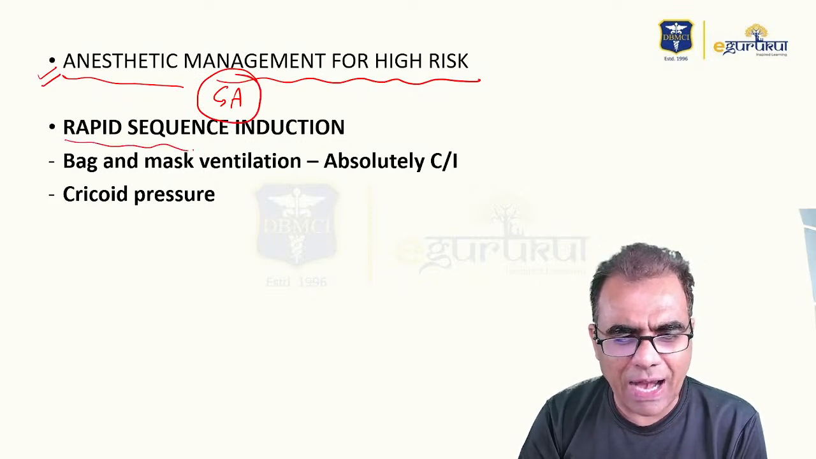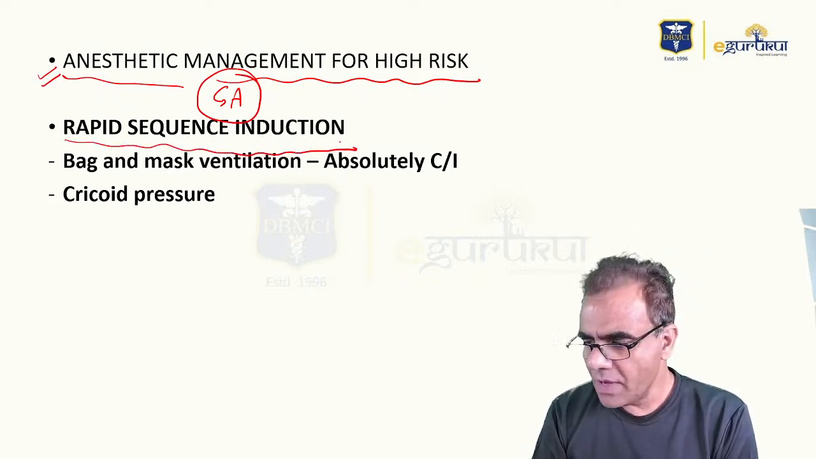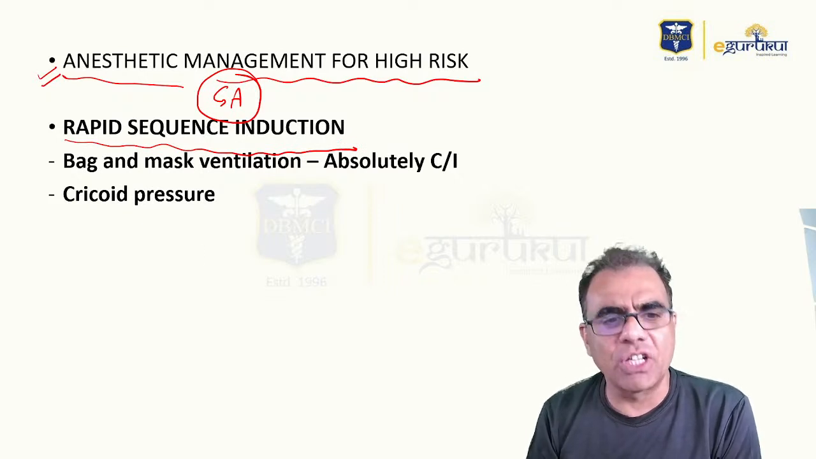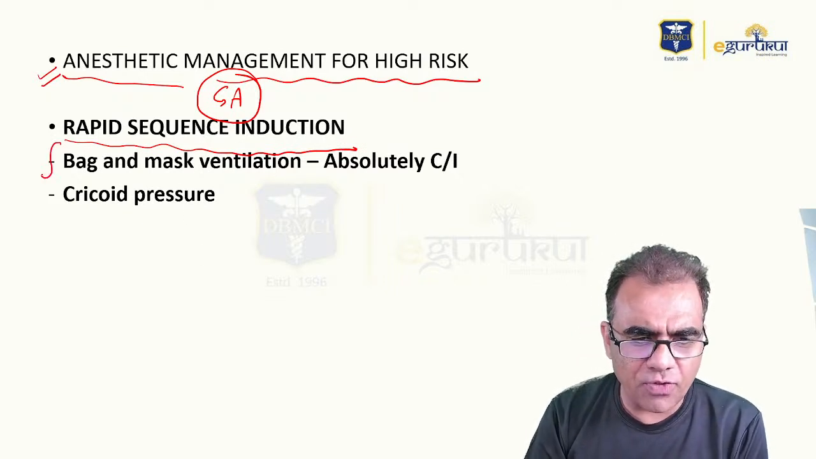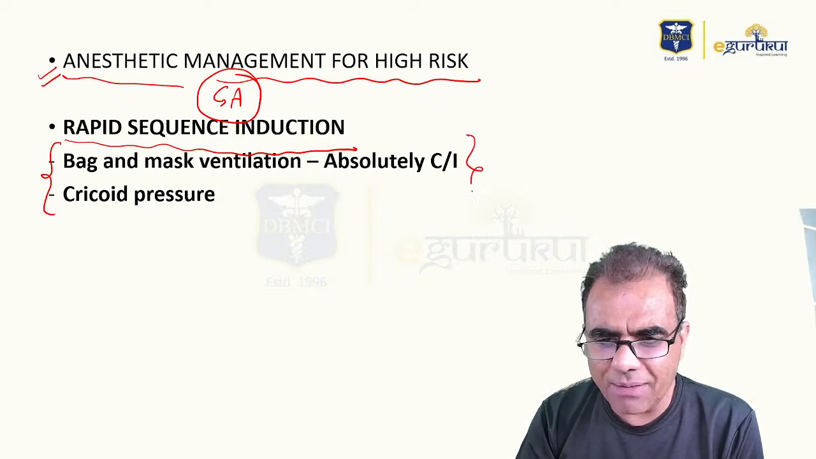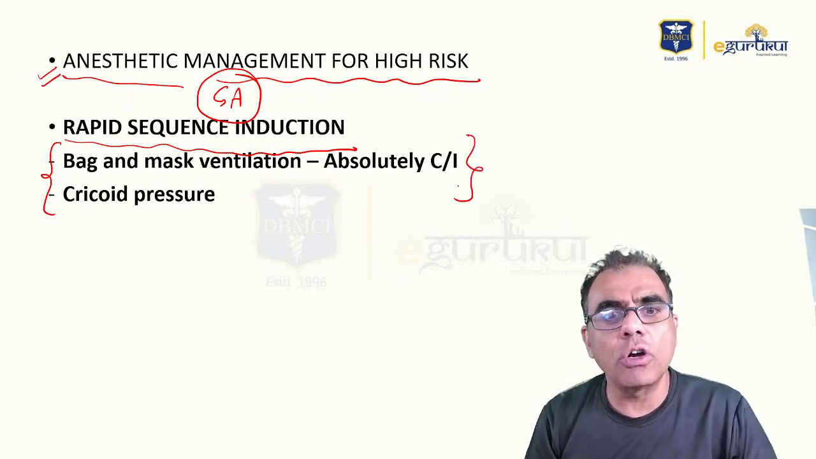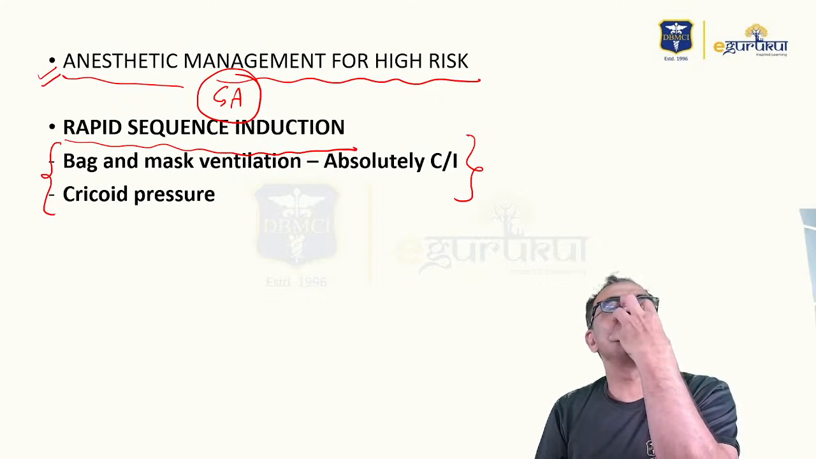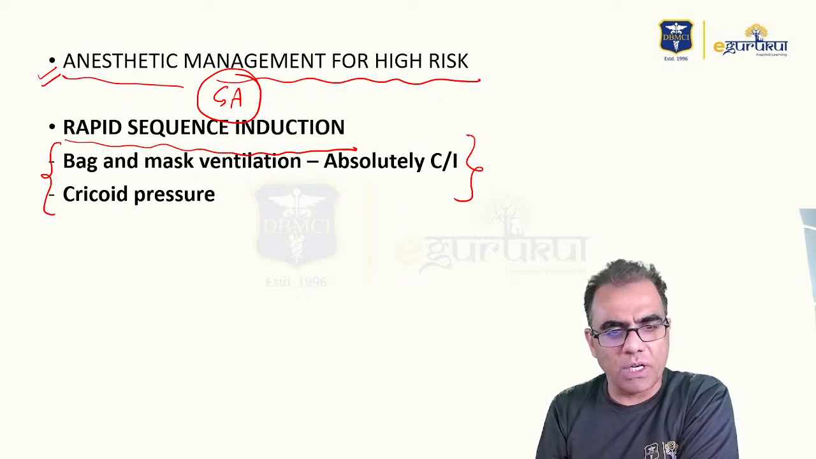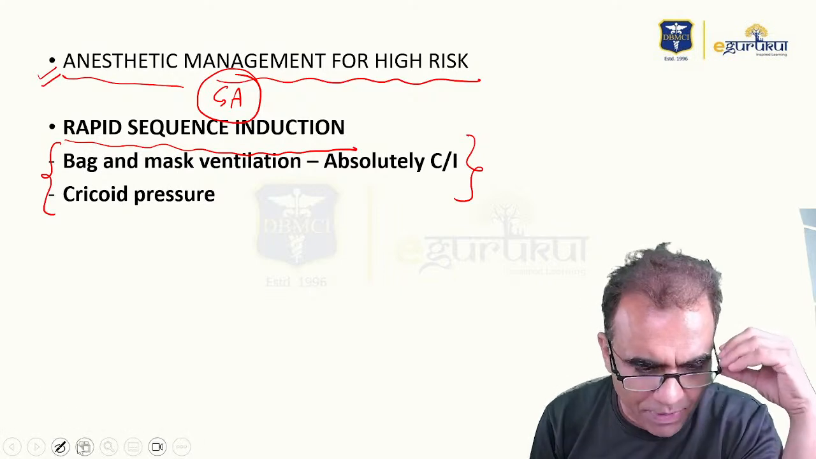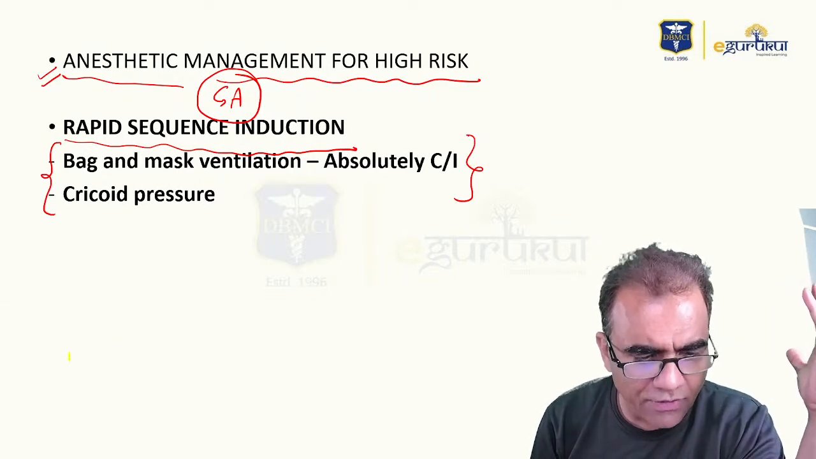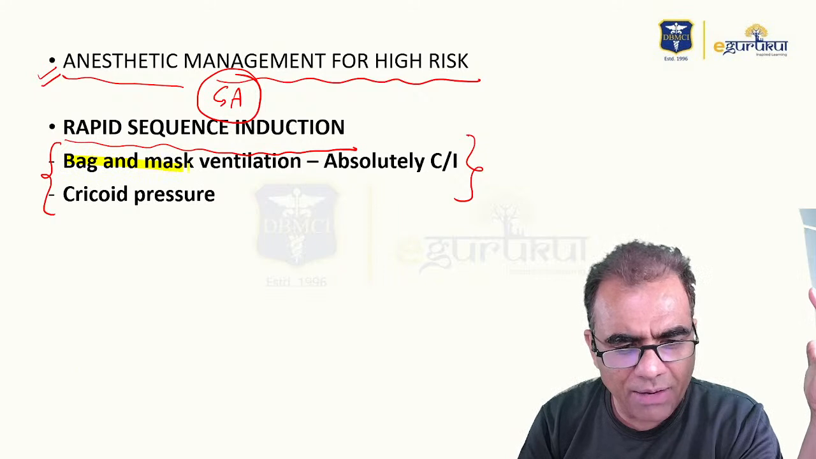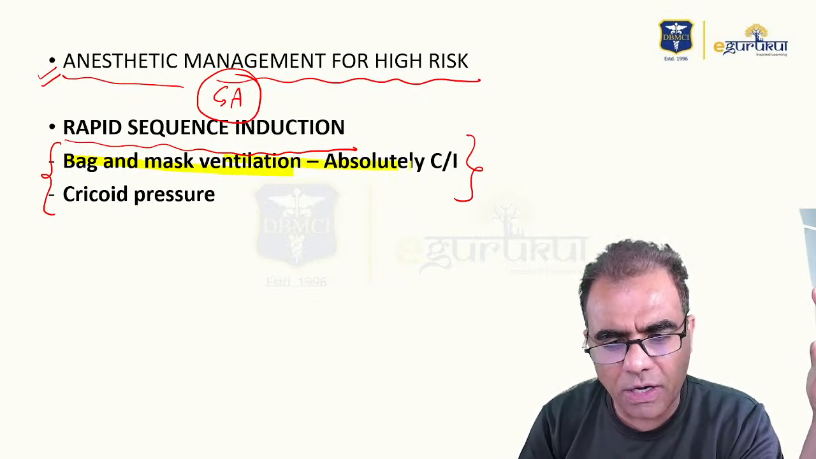So for high risk of aspiration, if the patient is given GA, the technique that we follow is called rapid sequence induction. In rapid sequence induction, the important difference from normal is that bag and mask ventilation is absolutely contraindicated, because I told you the biggest disadvantage of mask ventilation is increased risk of aspiration.